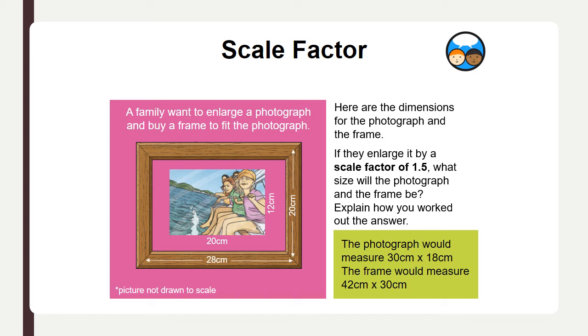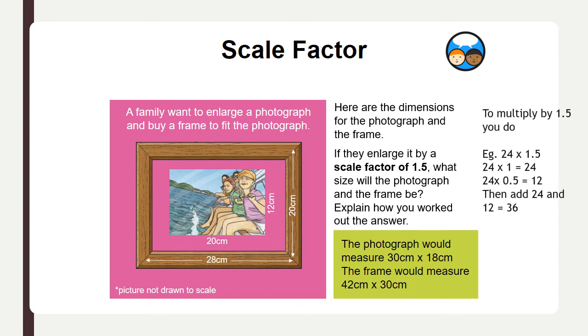I've got a little example here I'm going to show you. So if I was doing 24 times 1.5, I'd need to do 24 times 1, which is 24, and then I'd need to do 24 times 0.5, which is the same as half of 24. Half of 24 is 12. Then I take those two numbers and I add them together and I get 36. So 24 times 1.5 is 36.